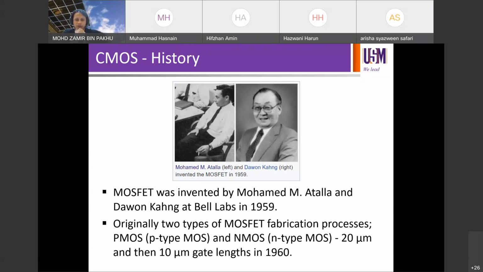Back then, it was with dimensions of roughly about 20 micron, and then 10 micron back in the 1960s. So, do you have any idea of the recent dimension of the MOS devices that we have in the market? Sixty years ago it was 20 micron. Any idea of the recent dimension? Anyone? Write it down in the chat box. Any guess? Perhaps what are you using on your laptop or your phones? What sort of dimensions are we using now?